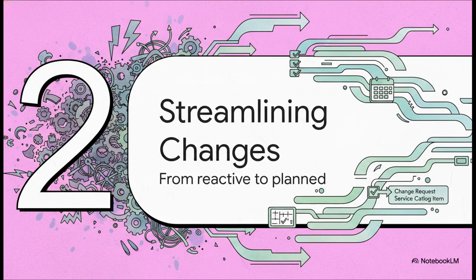Okay, so we've got a handle on incidents. Now, let's shift gears. Let's talk about streamlining planned work. Things like change requests and service catalog items.